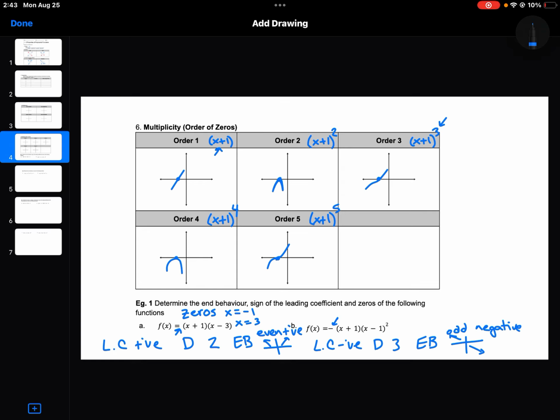And then the last thing that I need to state are the zeros, which come from the factors, which in this case would be x equals -1 and x equals +1. For future reference, that second zero has a multiplicity of 2, so that means that it would touch the x-axis. The first zero has a multiplicity of 1, so that means that it would cross the x-axis. So those are some key things that you need to know about characteristics of polynomial functions.